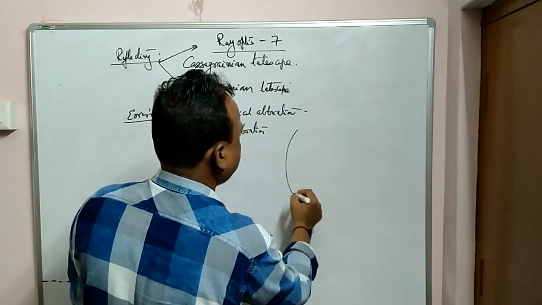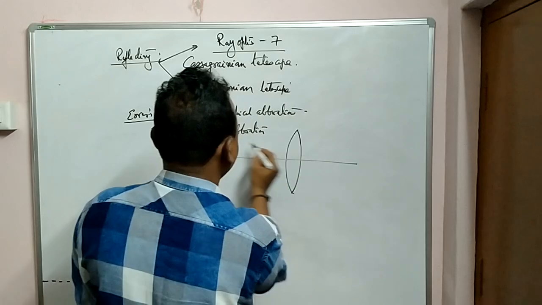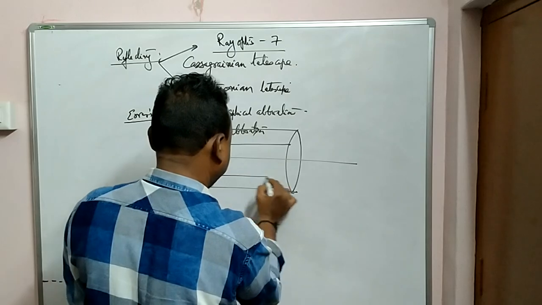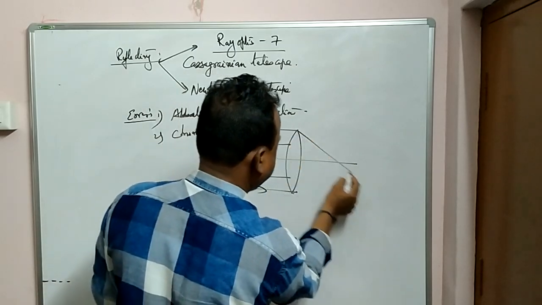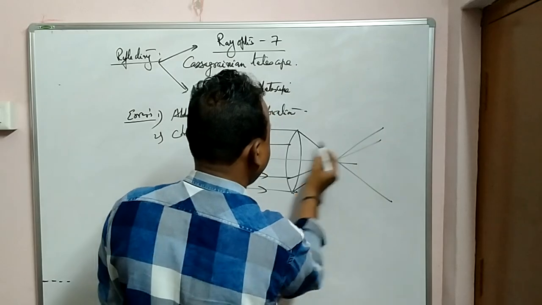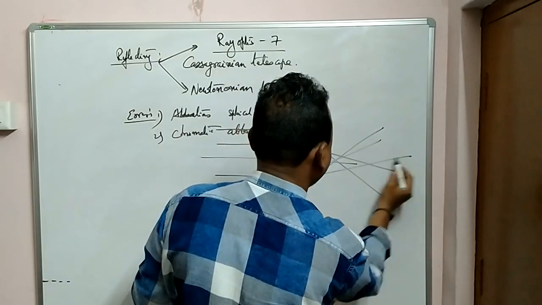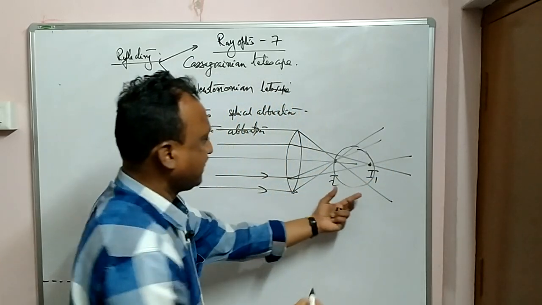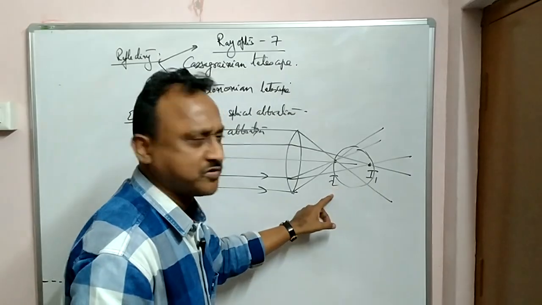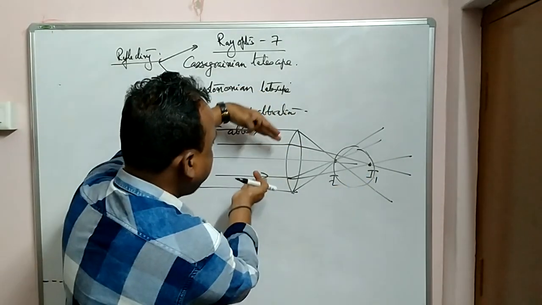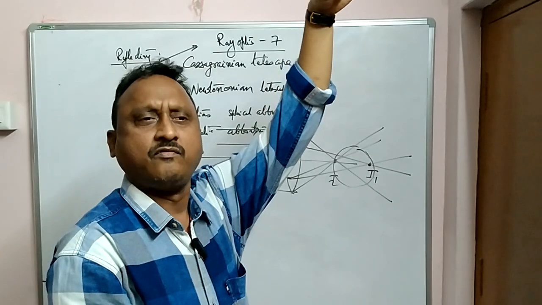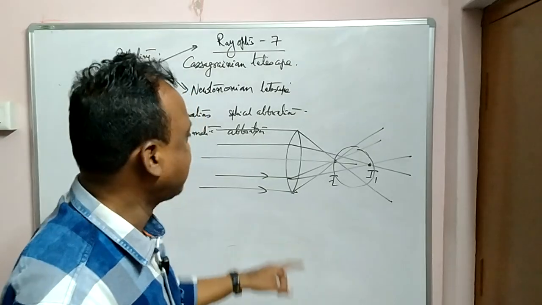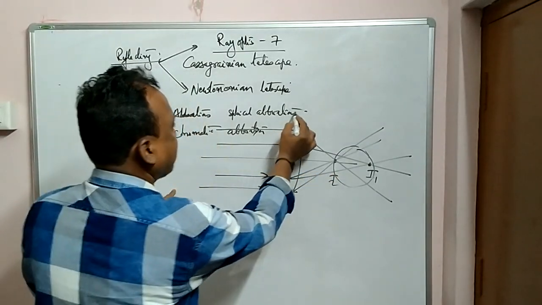For example, if you use a convex lens, you can see these are marginal rays and these are paraxial rays. The marginal rays form an image somewhere here, and the paraxial rays form it at a distant place. So there is a disturbance of the image, I1 and I2. This circle means the image is confused between this one and this one, due to marginal and paraxial rays. I told you marginal rays are light rays far away from the principal axis, and rays very near the principal axis are called paraxial rays. Due to this effect, spherical aberration is obtained.